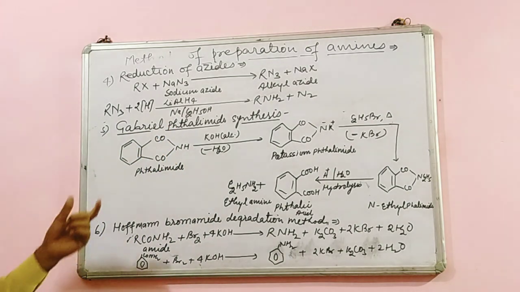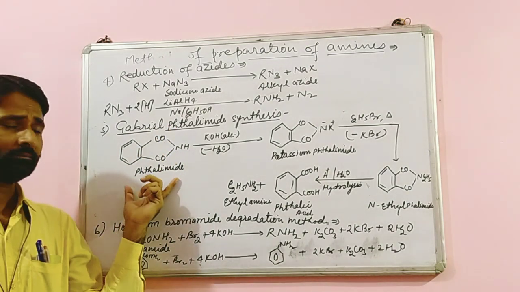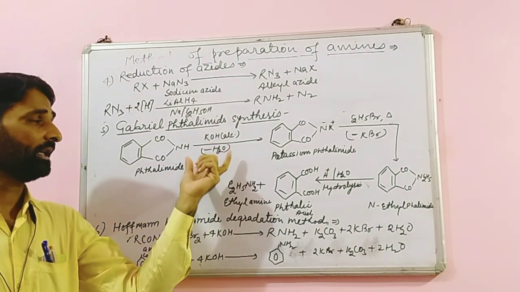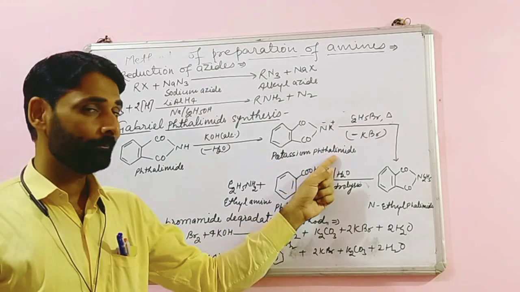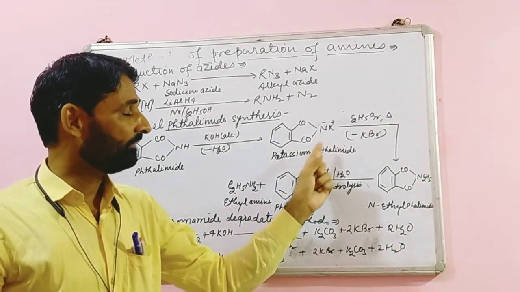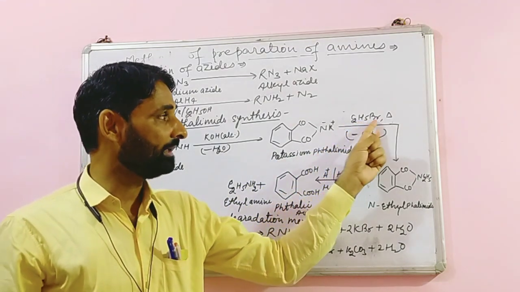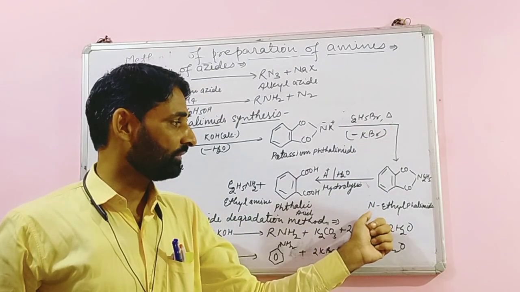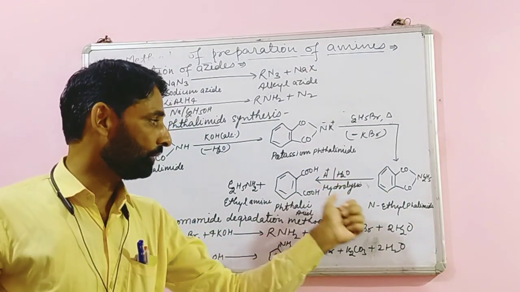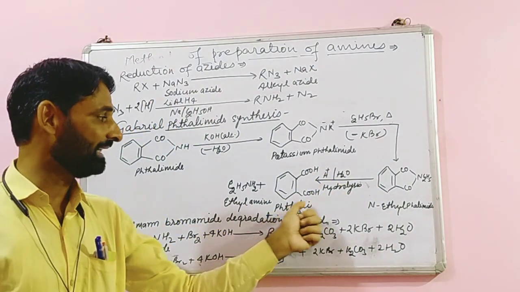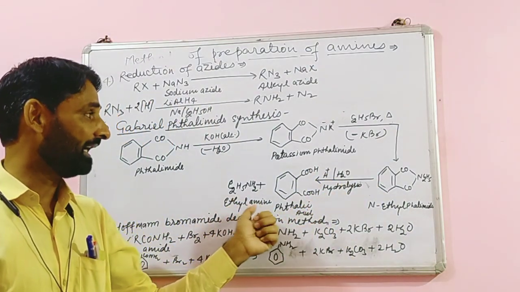Listen once again. If phthalimide reacts with alcoholic KOH, then produce the potassium phthalimide. Potassium phthalimide further reacts with the ethyl bromide. It produces the N-ethyl phthalimide, and on hydrolysis it produces the phthalic acid and the ethyl amine.